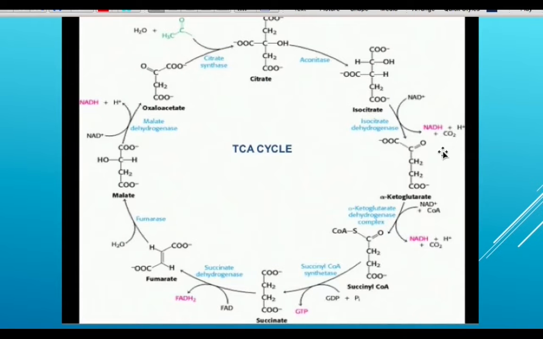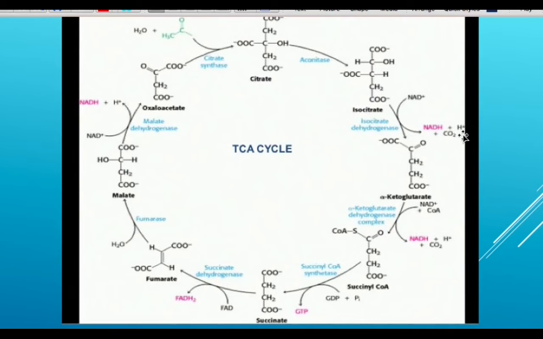Not only do we have a decarboxylation reaction, we also have a dehydrogenase reaction. This means a hydrogen will be removed from isocitrate and given to NAD plus, which abstracts a hydrogen atom and is reduced in the process. At the same time, the carbon dioxide is being kicked out.